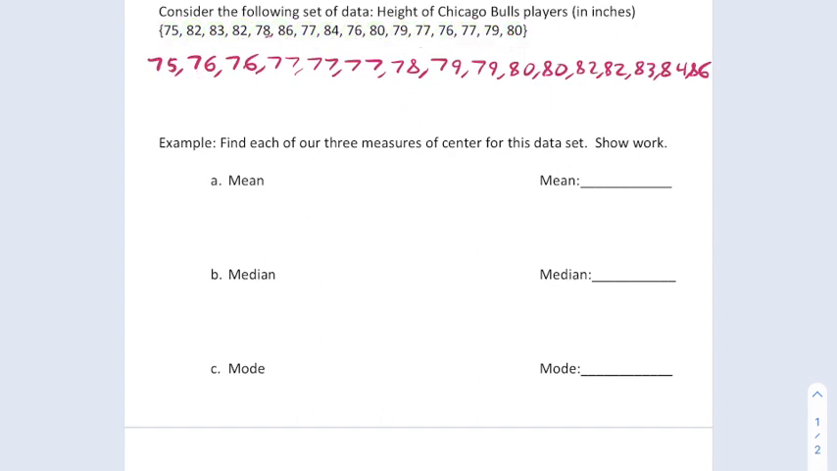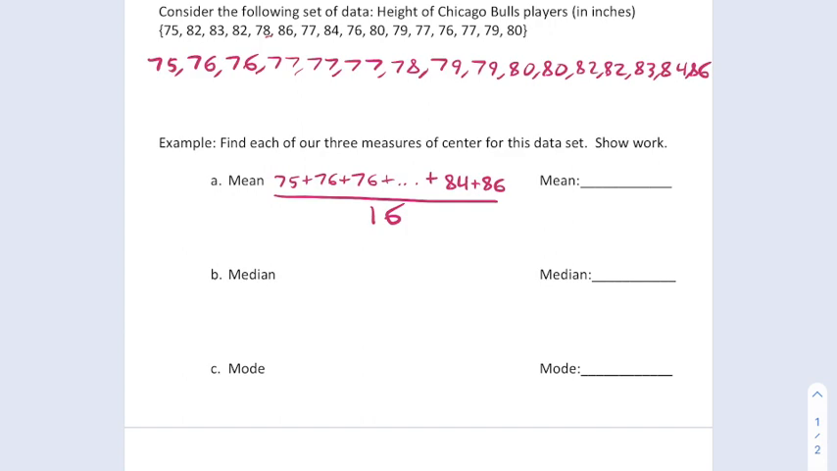Now that's not necessarily going to help us with the mean, but it's definitely going to help us with the median and the mode. For the mean, we're going to put all of these numbers in a calculator, all added up, and since I counted that there were 16 data values, we're going to divide that result by 16.